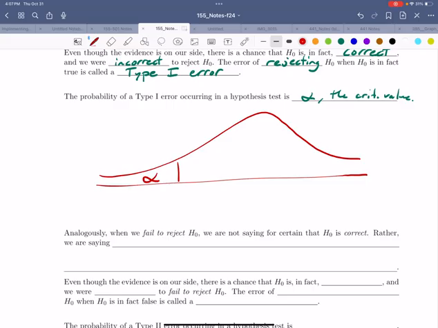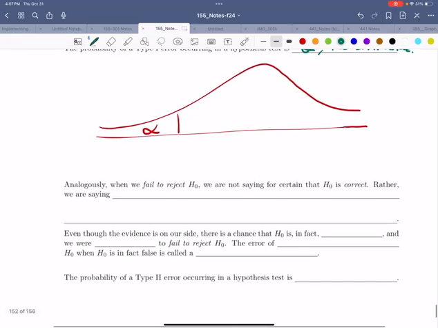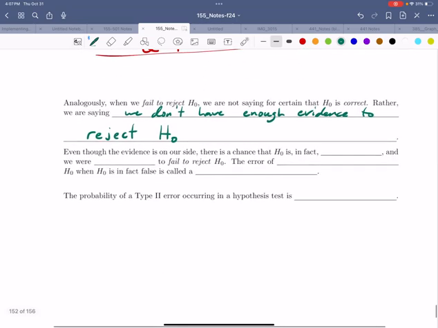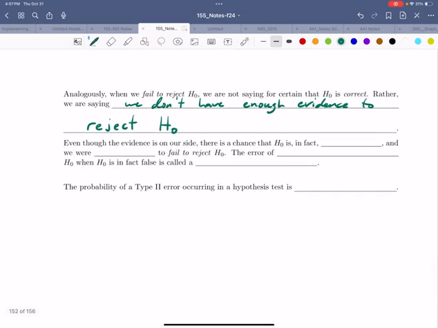Now, analogously, if we fail to reject the null hypothesis, we're not saying for certain that it's correct. Rather, we're saying we don't have enough evidence to reject the null hypothesis. Remember, there's a high standard for evidence to reject the null hypothesis. You could have some evidence that it's not correct. I'll just say to reject the null hypothesis.